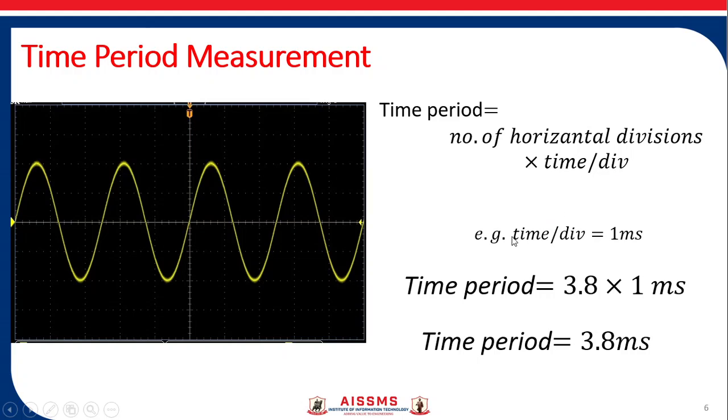Again, we will take one example. For example, the time per division is set at 1 millisecond. Now, what are the number of horizontal divisions that has been covered by one complete cycle? This is your one complete cycle. So, the total divisions covered by this complete cycle as per measurements are 3.8 divisions. So the time period, how can we calculate the time period? Time period is equal to 3.8 into 1 millisecond. So the time period of this particular waveform is equal to 3.8 millisecond. So this is the calculation of time period of the given signal.